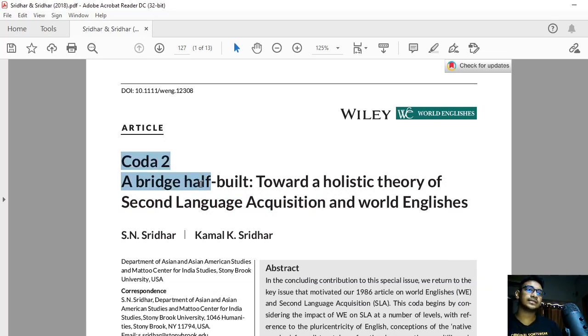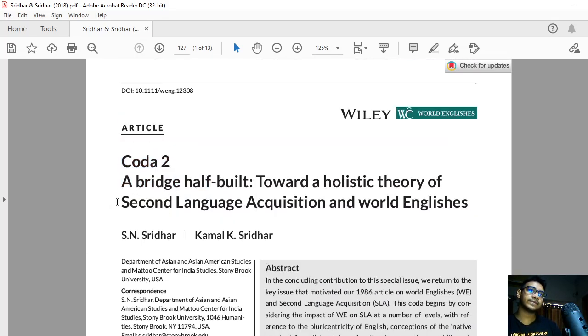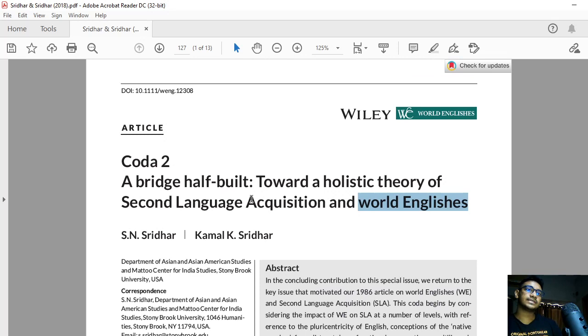Alright, so this article from the World Englishes journal also talks about second language acquisition. So this is another field from World Englishes. So World Englishes is a separate field of ELT, of linguistics, and second language acquisition is another subfield. Okay, so the writers Sridhar and Sridhar are connecting these two, and they're saying a bridge half built. So the bridge between second language acquisition, or SLA in short, and World Englishes, or WE as it's written here. So the bridge is still in construction.